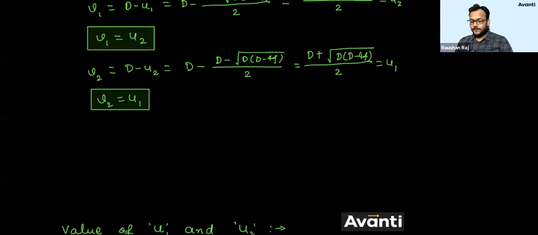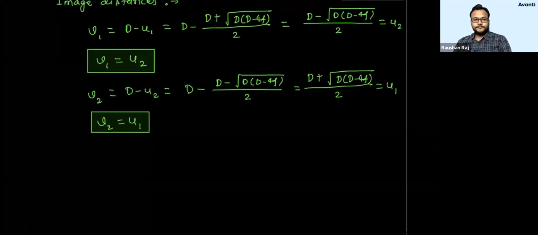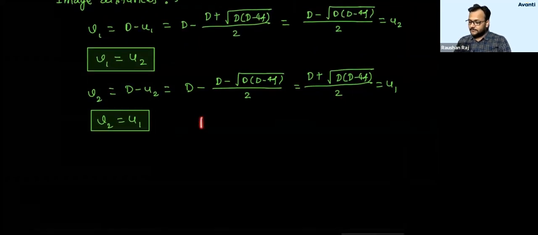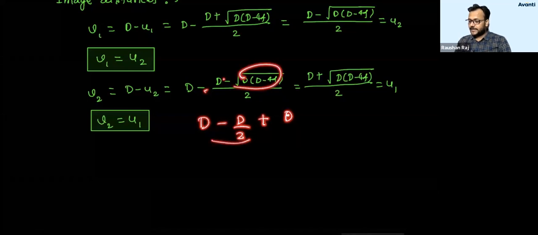ठीक है बच्चा लोग, यहाँ पे क्या मिलेगा? Image distance for second position will be equal to object distance for first position. सर उधर नेगेटिव है, नहीं नेगेटिव है बच्चा, देखो करके देख लो. D minus D by 2, माइनस माइनस प्लस, ये पार्ट पूरा आ जाएगा. तो D minus D by 2 is again D by 2, तो मुझे पॉजिटिव ही मिलेगा.